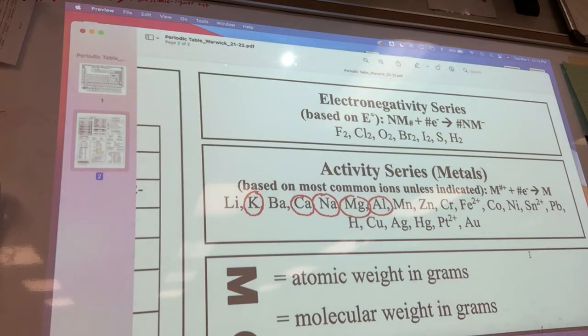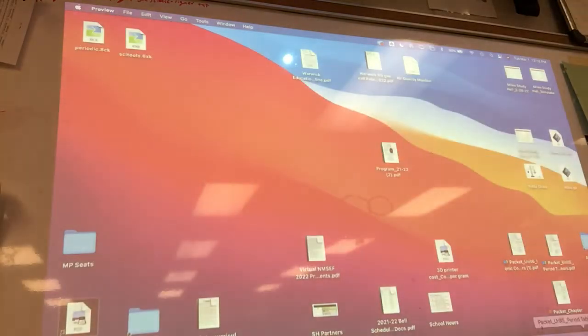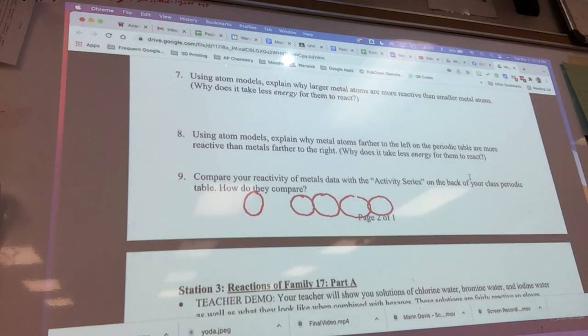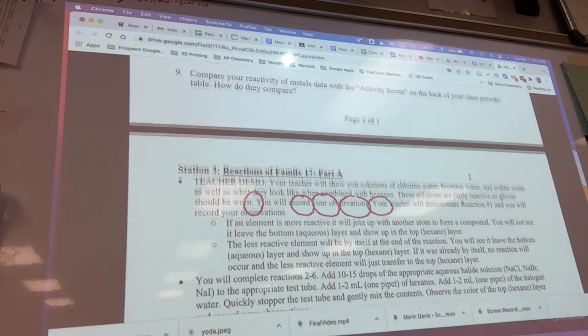So basically what I'm saying is there are multiple answers that you could put down for that last or second to last discussion question. What's the most reactive metal on the periodic table? Well, according to this, you could go with lithium, but that might not go with what you predicted at the end of the post lab. Any questions on that? All right, I think we're done with station 2. Any questions on number 9? All right, on to station number 3.